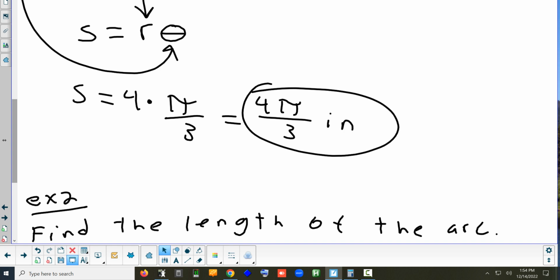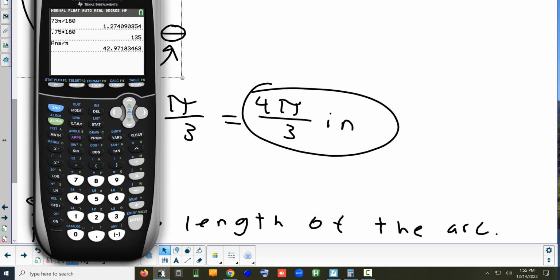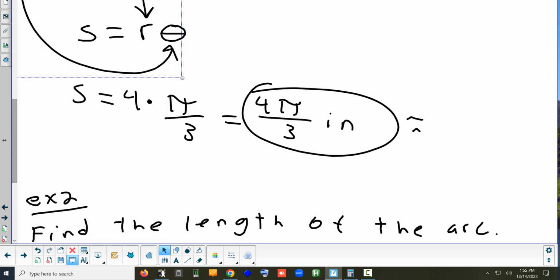The rate, if you solve for R, that's a length. It should have a label like inches or feet. If you solve for S, same thing, that's a length. If you solve for theta, that's an angle. You do not measure angles with inches or feet. You measure them with radians. If they wanted a decimal, we just type it in. It's about 4.19 inches.